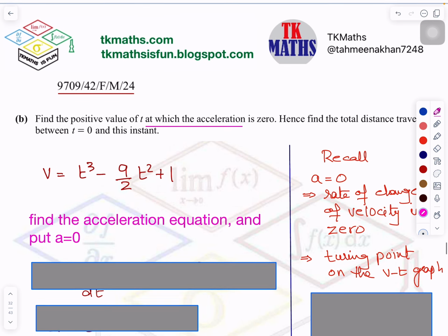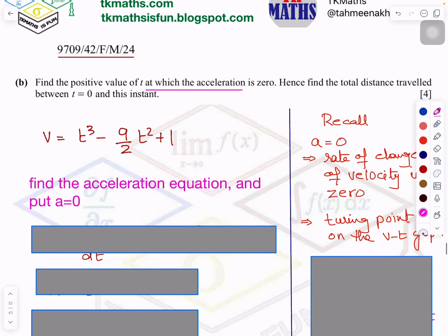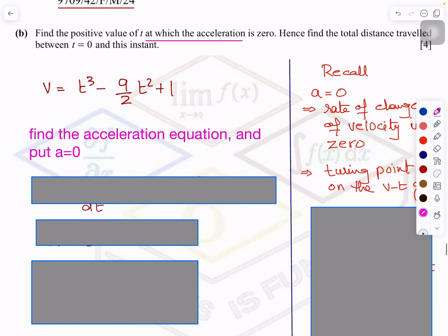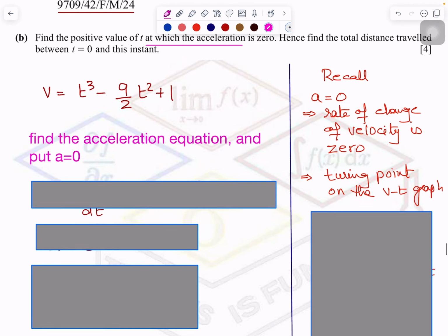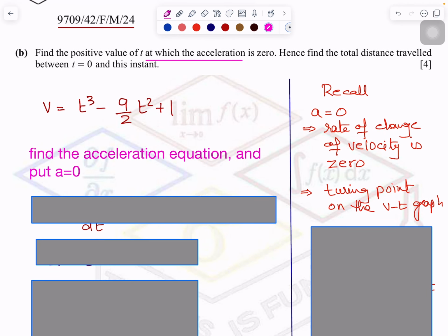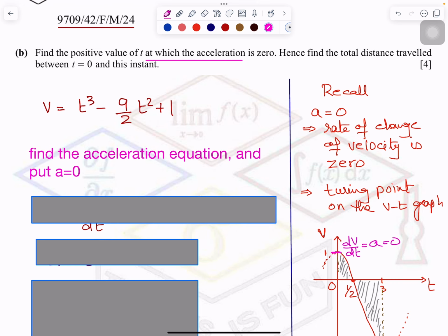So let's come to part B of the question. Find the positive values of t at which the acceleration is 0. I have just sketched the graph for you, and I differentiated it. This bar is hiding the information, so I want to move it so that you can see it clearly. Yes, it's better, right? So I have differentiated here.